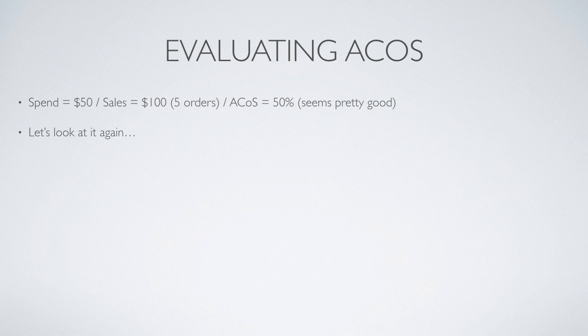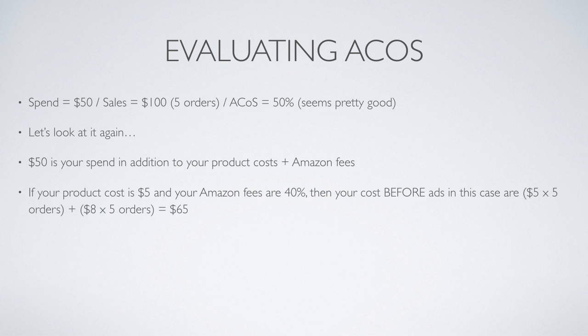So here's what I mean. Let's look at it again. $50 is your spend on ads, in addition to your product costs and Amazon fees. So if your product cost is $5, right? Let's say that's how much it costs for your supplier to produce and ship that one unit to Amazon FBA. In addition to that, your Amazon fees are approximately 40%.